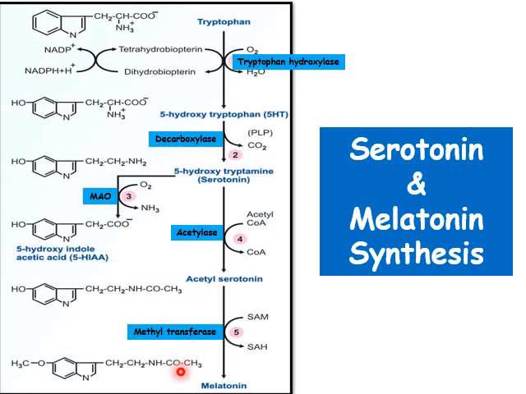serotonin, and here you can see it forms melatonin. So in the presence of S-adenosyl methionine, this acetyl serotonin is converted into melatonin. So these are the two neurotransmitters, serotonin and melatonin, synthesized from the tryptophan.